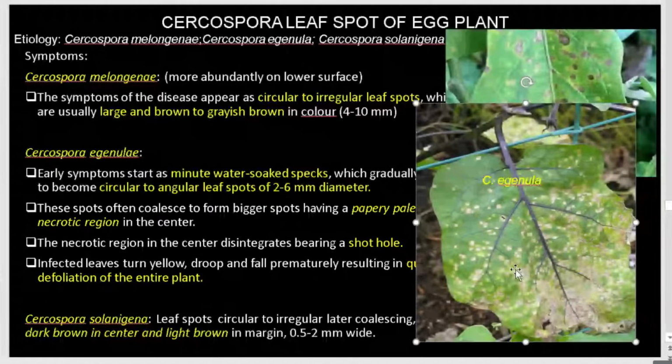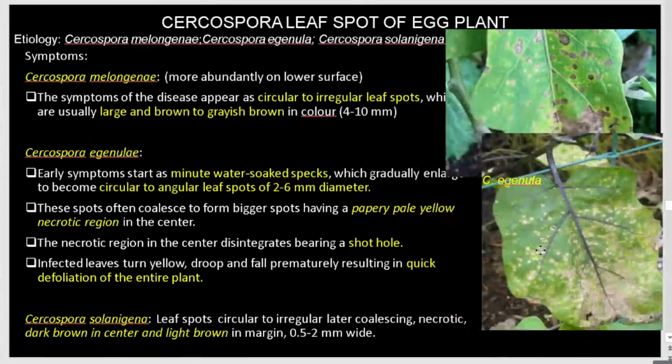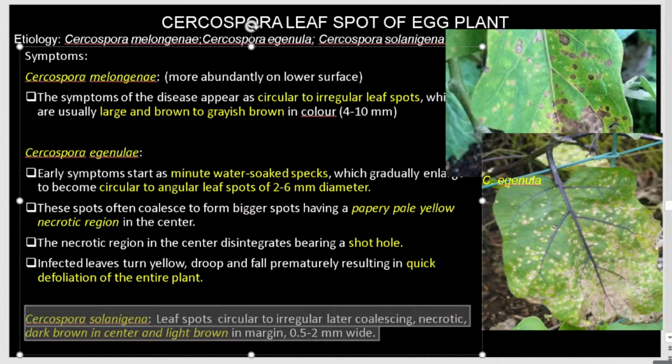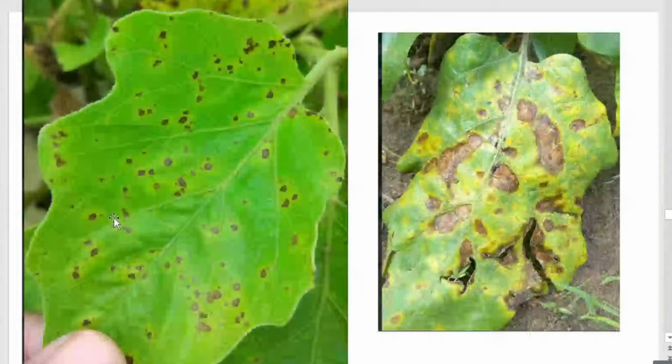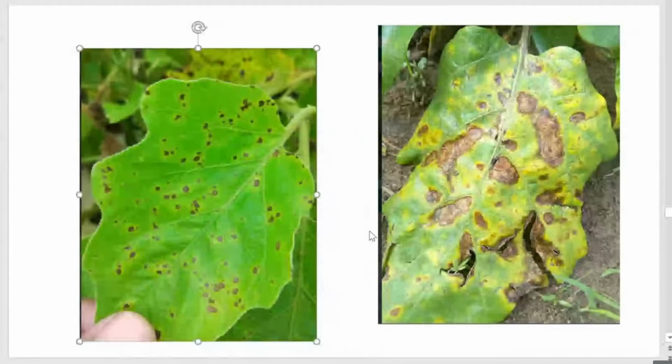In case of Cercospora solanigena, this is not reported from our context. It's reported from some other context. So this is not important for you. So you must be able to diagnose Cercospora leaf spots.